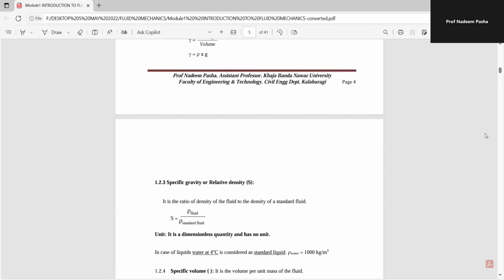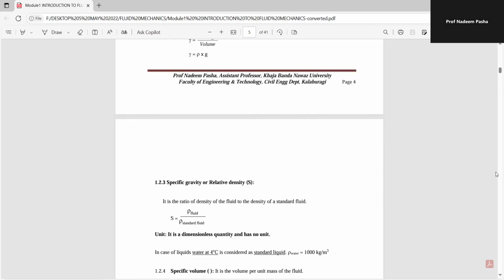Its density is 1000 kg per meter cube. That you have to remember. And one more thing, specific gravity is a unitless quantity, a dimensionless quantity. This type of question will be asked in competitive exams. That also you have to remember.